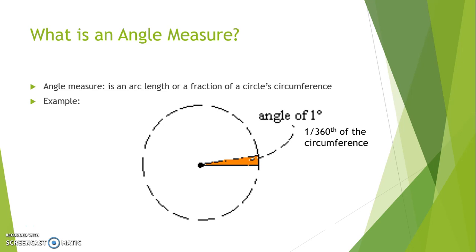One way to define an angle is to say that an angle is an arc length or a fraction of a circle's circumference. For example, if we are given a circle with an angle measure of 1 degree, such as the one shown here, then we can say that the arc length is 1/360th of the circle's circumference.